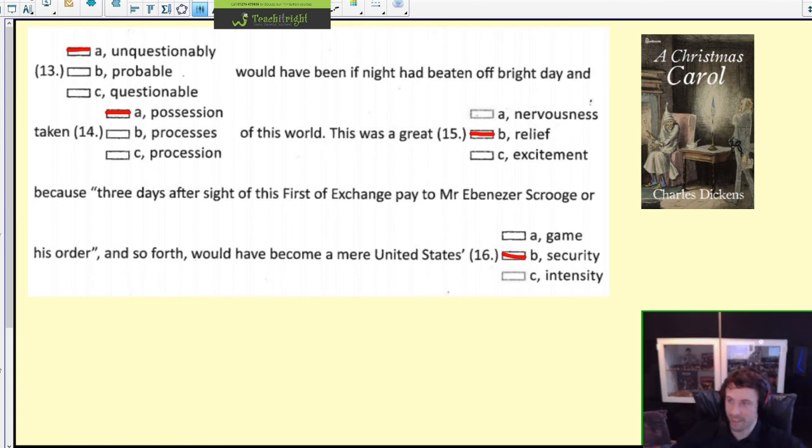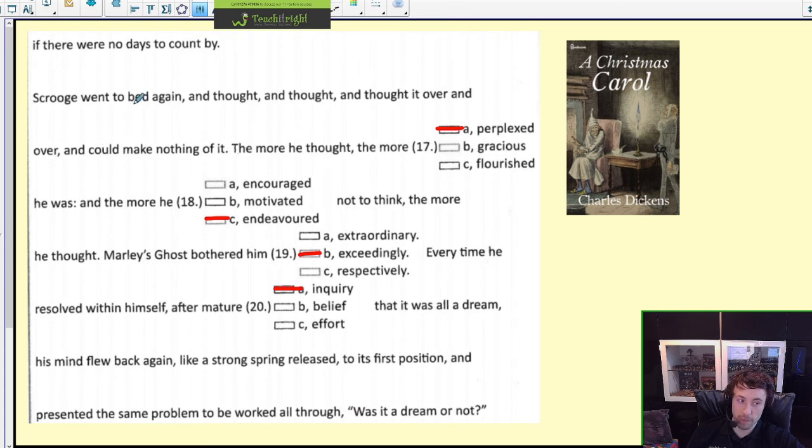This was a great relief because 3 days after sight of this first exchange of pay to Mr. Ebenezer Scrooge, or his order, and so forth, would have become a mere United States security if there were no days to count by. So what he's saying is, if he's promised money in 3 days, but then there was one permanent day or the day he stopped going, he'd lose out on money. And again, he's very much a miserly man who's currently, at least before he's learned his lessons, focused all on money. And so the first thing he thinks is, oh, if it's constant night, no more days, I'm going to lose money.